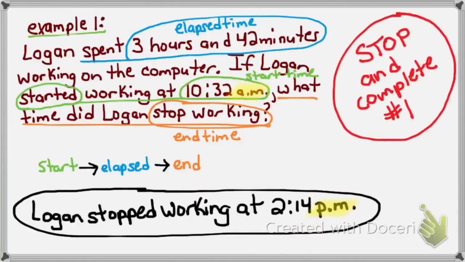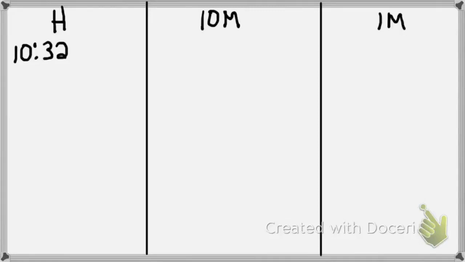So let's review. When given a start time and an elapsed time and asked to find the end time, here's how we solve it. We go to a new separate page, we break it into 3 columns, label the first column H for hours, second column 10M for 10-minute segments, and the last column 1M for 1-minute segments. We take the start time and write it in our first column, including the AM or PM, and we underline it.